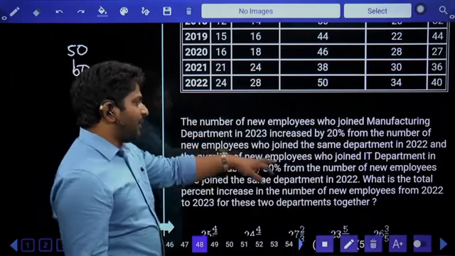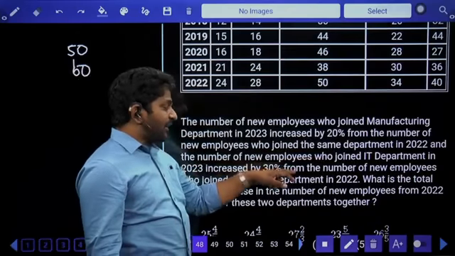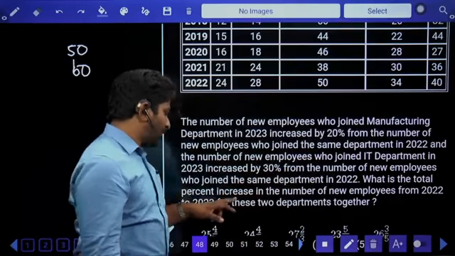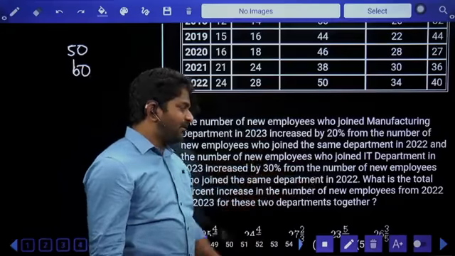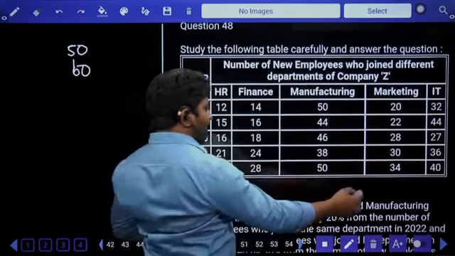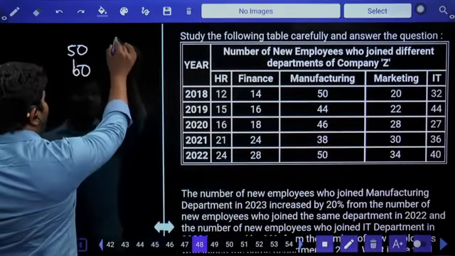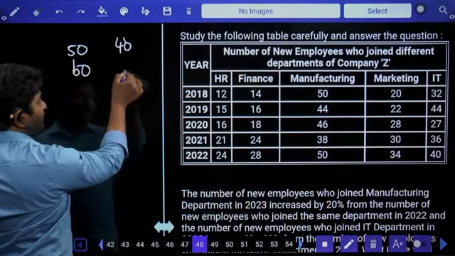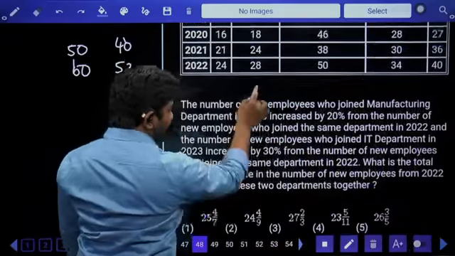The number of new employees who joined the IT department in 2023 increased by 30 percent from the number of new employees who joined the same department, meaning the IT department, in 2022. So this value increased by 30 percent. IT department in 2022, that was 40. Now if 40 increases by 30 percent, 12 we have to add, then it becomes 52. Now what exactly is your question?